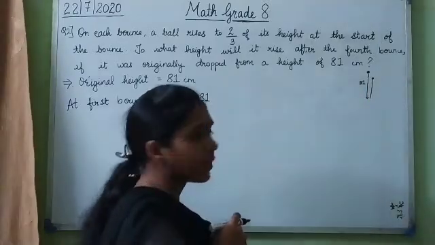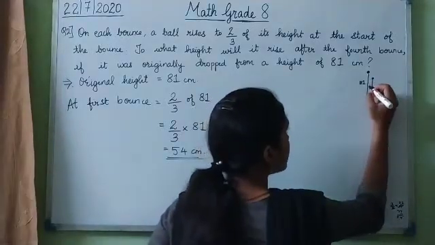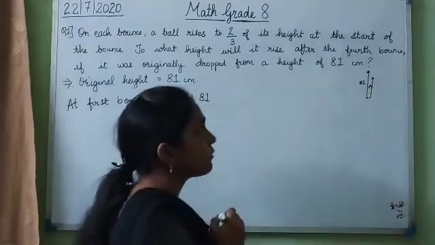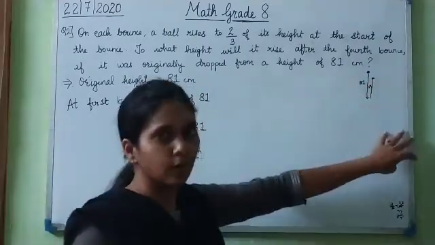Suppose it came here, which is 2/3 of 81. So this height is how much? We have calculated, this is 54. So this will be the height now for the second bounce.